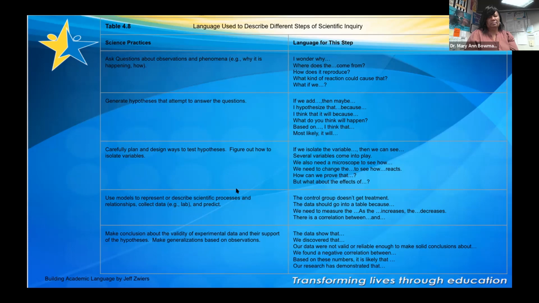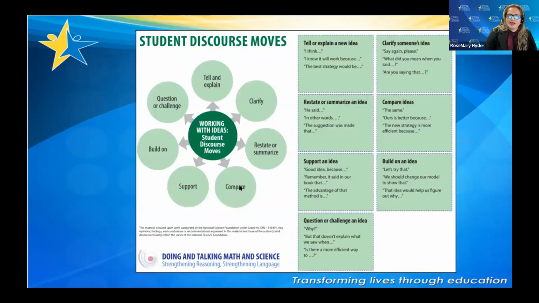And then on the next slide. And here we are, Ms. Bowman. So I think you have the link for this as well. Have you seen this one before? Never. Good. So this is another resource that students can have in their hands or cut out and use, to tell or explain a new idea, I think.